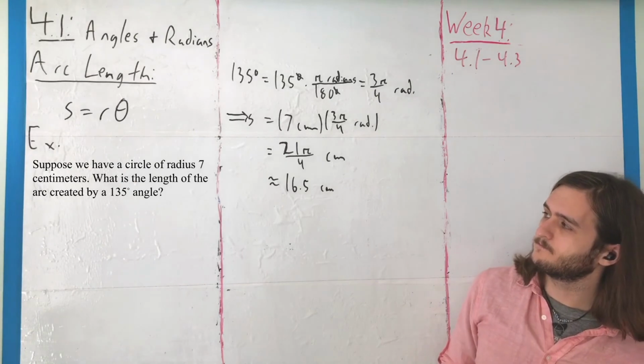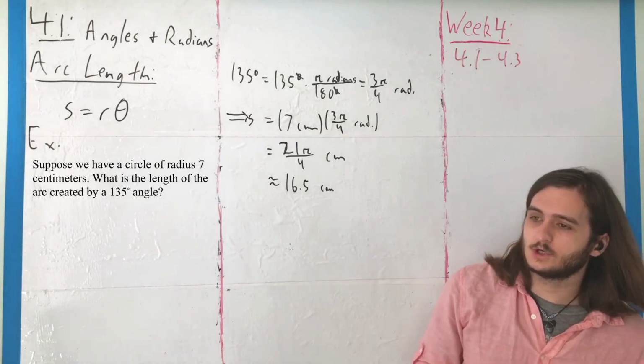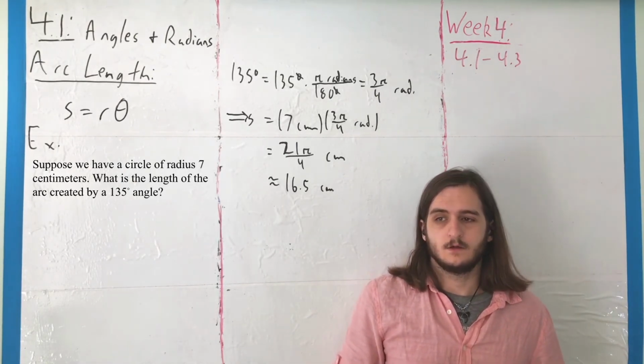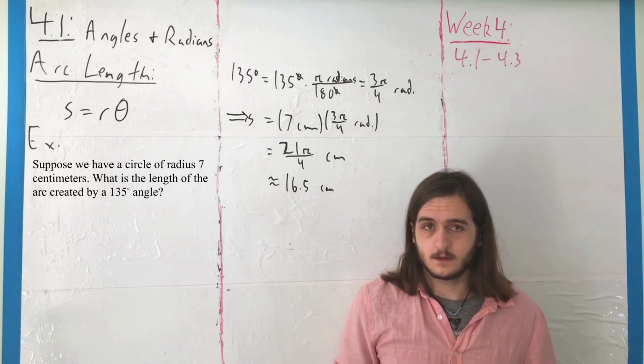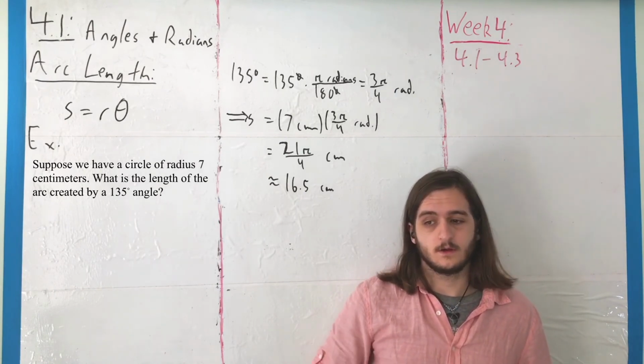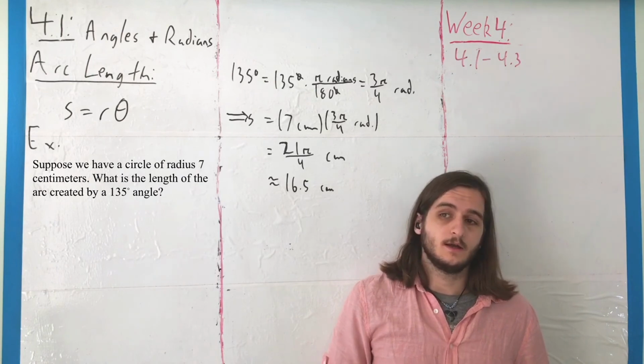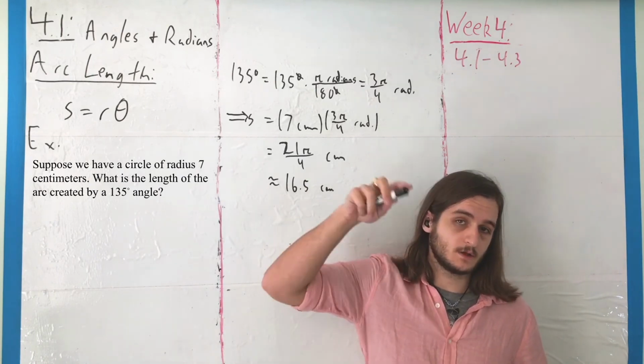And the last thing we're going to see in this section is a bit about how fast something can make that traversal. We're going to look at what are called linear and angular speed to get a sense of how quickly something can move along a circular path.